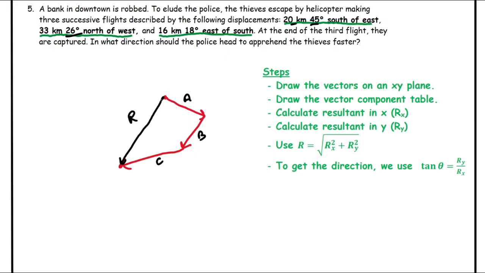So instead of following the thieves in this direction, then this direction, then this direction, they go straight from here up to the final position. And that's what we'll be finding using the vector component method. With that in mind, let's get into it.